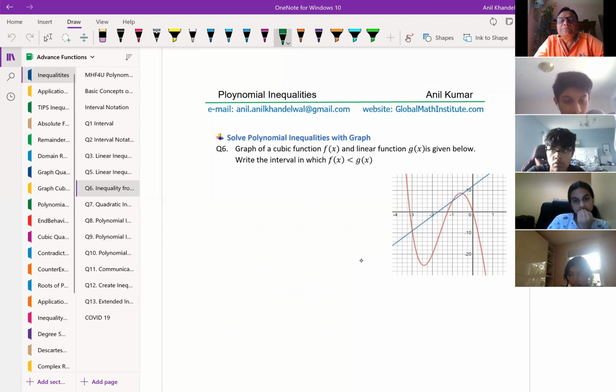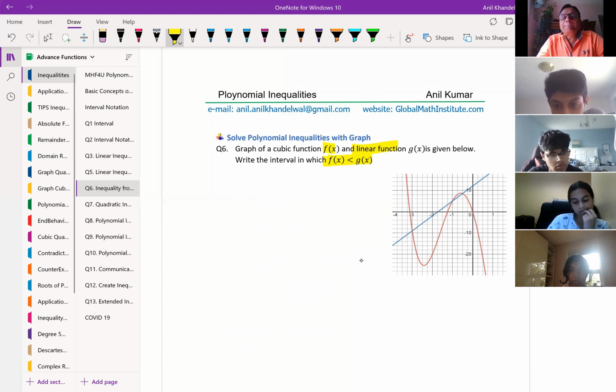Akshat, please read the question. Graph of a cubic function f of x and a linear function g of x is given below. Write the interval in which f of x is less than g of x. f of x is cubic. We want f of x to be less than g of x. What is the solution from the graph?